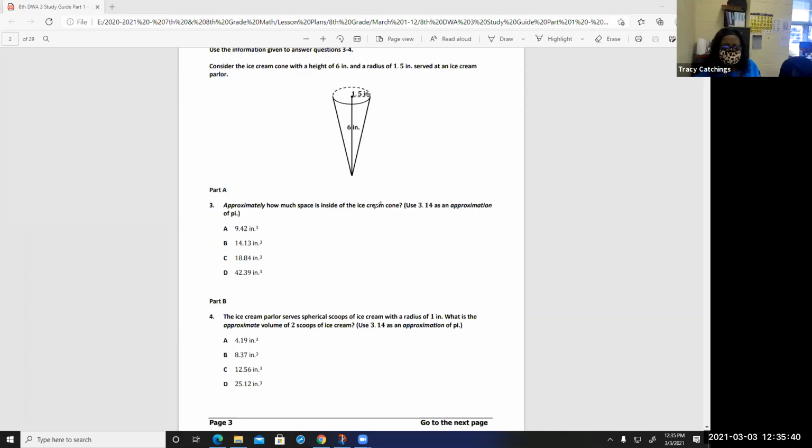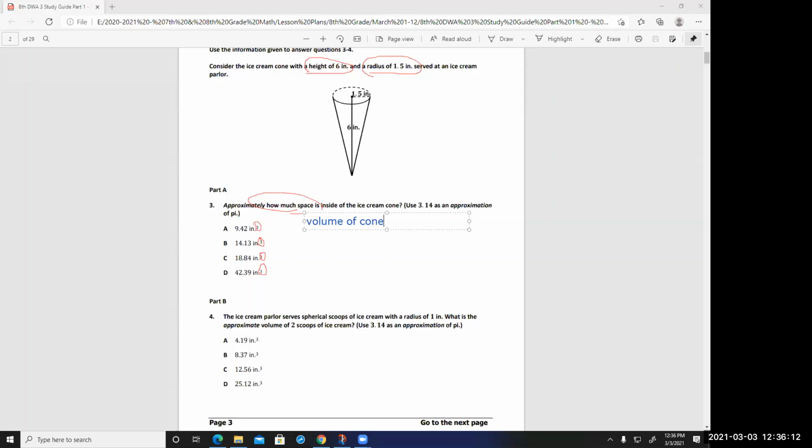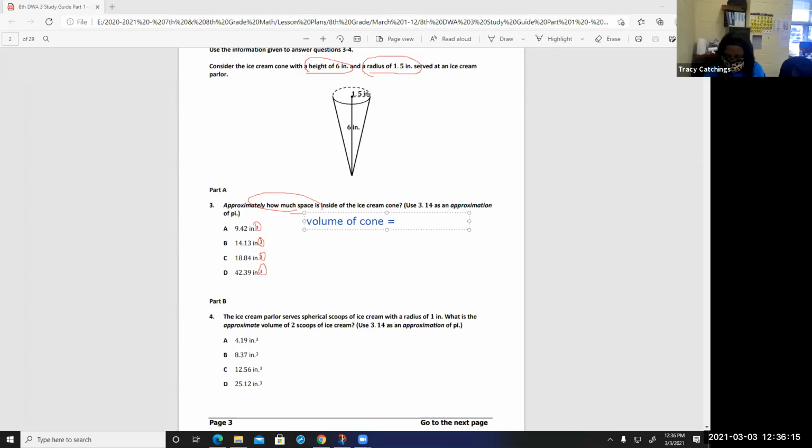All right. So they said how much space? They mentioned we got a height of 6 inches. We got a radius of 1.5 inches. Looking at these answer choices, I see a little 3. What have I found if it gave me the little 3? That's volume. So then after I said, what kind of shape is it? Cone. So we are finding the volume of a cone.